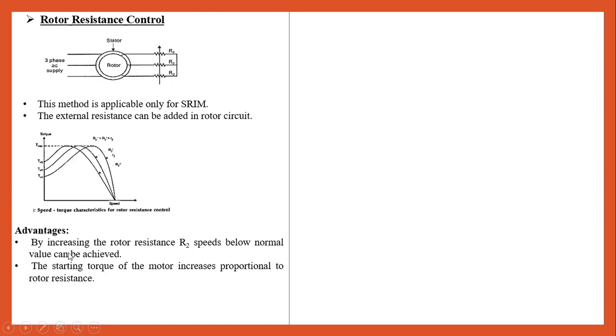Advantages are, by increasing the rotor resistance R2, speeds below normal value can be achieved. The starting torque of the motor increases proportional to rotor resistance. Disadvantages, first one, large speed changes are not possible. Next one, the speed above the normal value cannot be obtained.